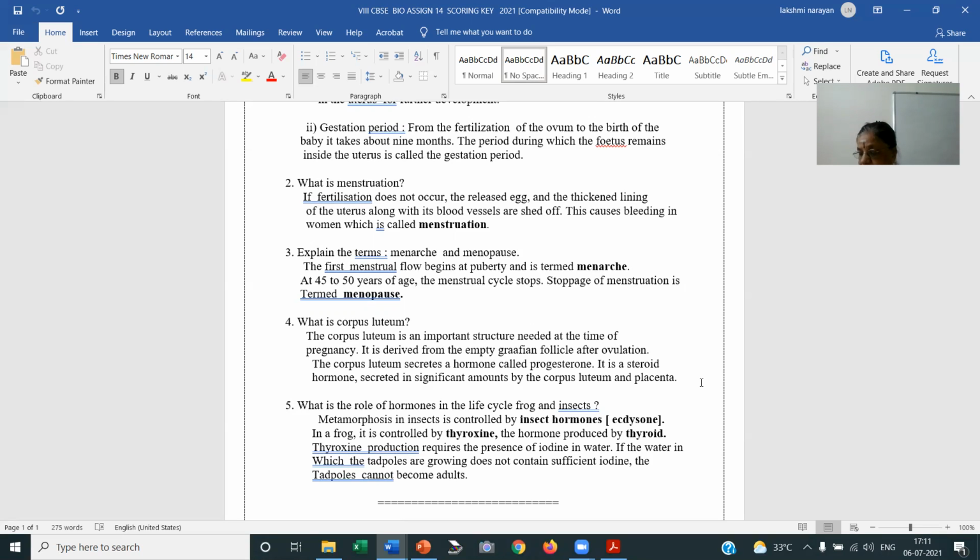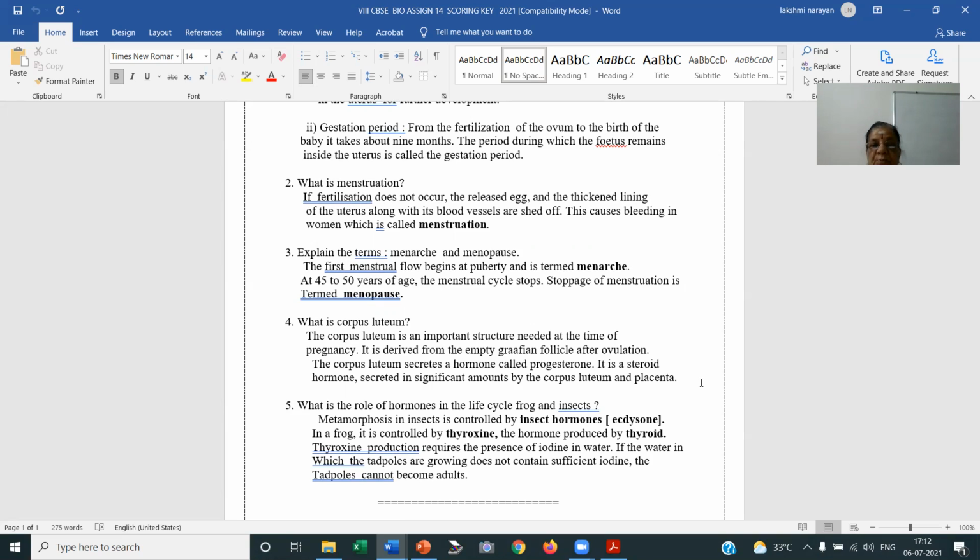Especially the girls. The release of ovum by the ovary, which is formed of Graafian follicle. So that empty Graafian follicle, after the release of ovum, is transformed into an endocrine gland. Otherwise, we say transitory endocrine gland, which secretes the pregnancy hormone progesterone. That is called corpus luteum. Transitory endocrine gland is called corpus luteum.